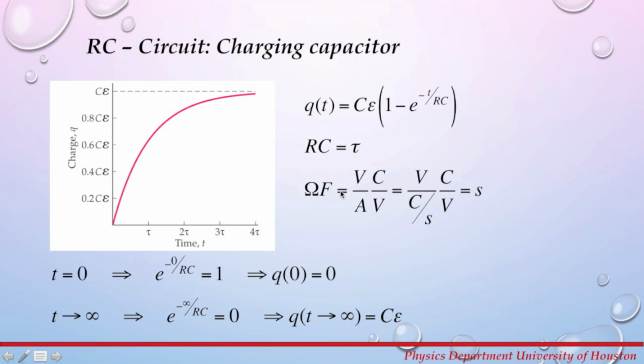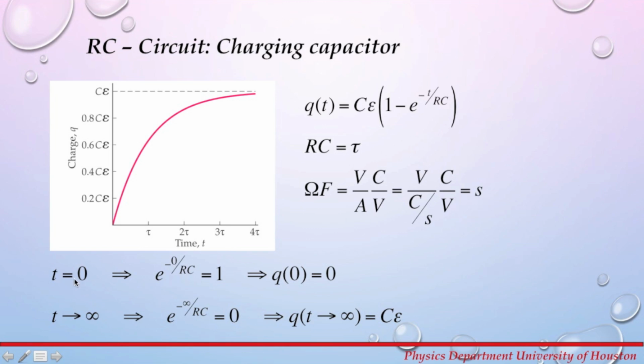Now let's check this. We know that an ohm is defined as a volt divided by ampere, and a farad is a coulomb divided by volt. From the definition of current, we know that an ampere is defined as a coulomb divided by second. Now the volts will cross out, as well as the coulombs, and we are left with units of seconds.